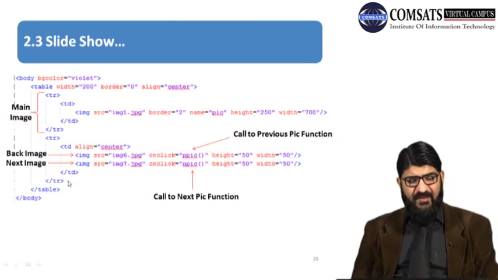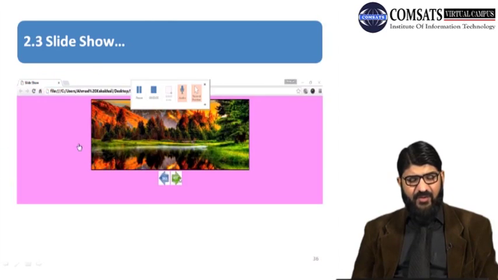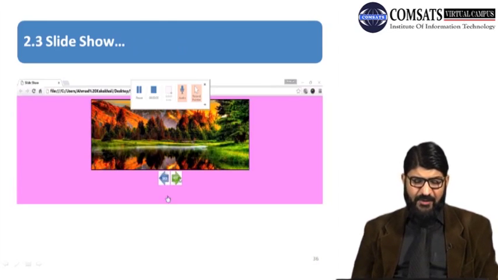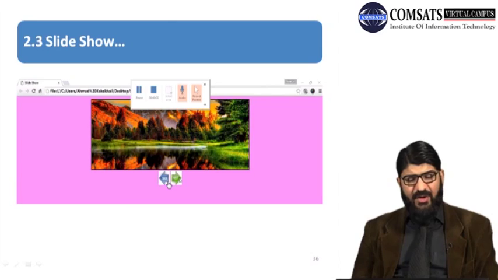The table data cell tag is closed, the table row is closed, the table itself is closed, and the body tag is closed. So let's see the slide overview, how it is going to appear. Here you can see an image is displayed with two buttons, next and back. If I press the next button, see the image changes, and if I press the back button, it goes to the default state, that is the previous state.